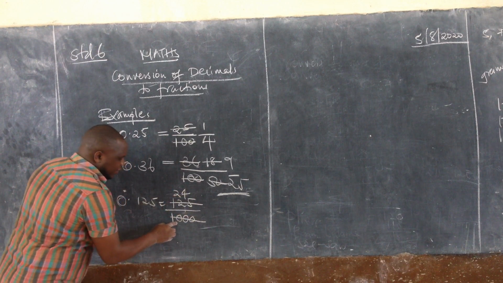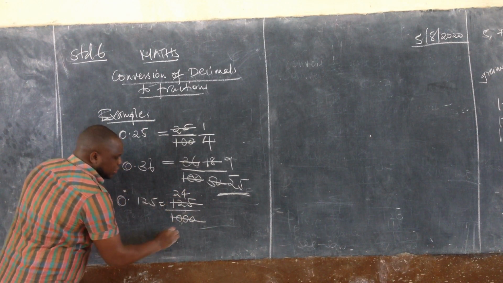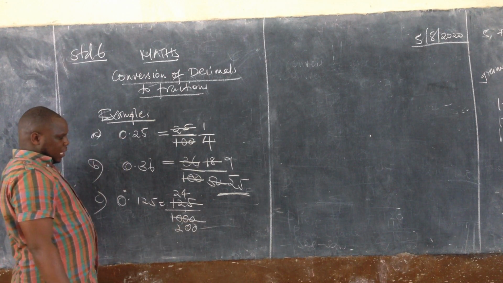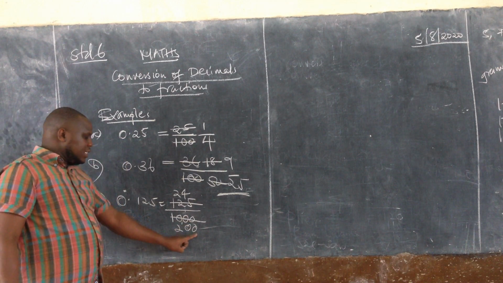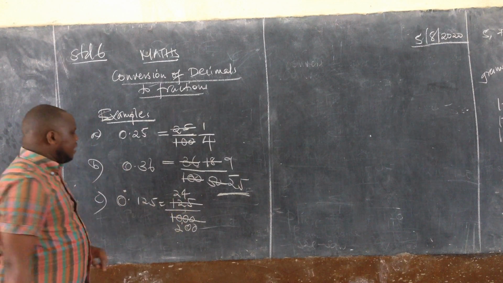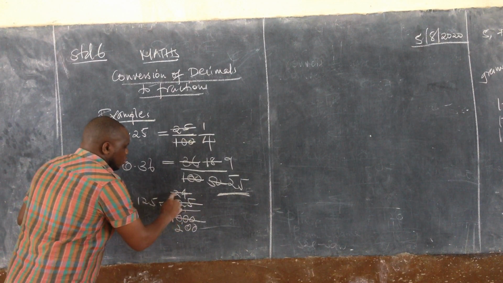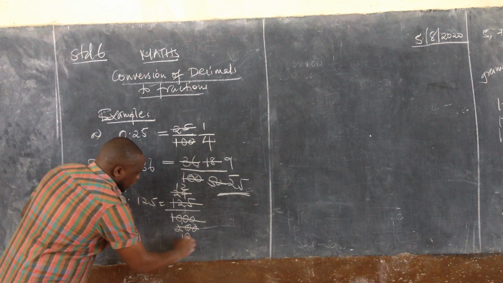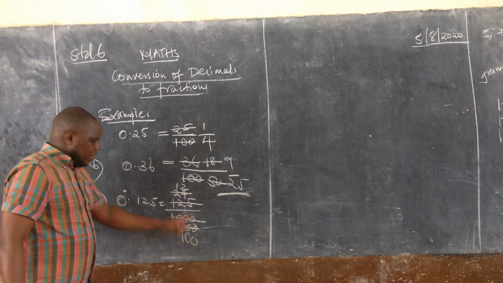Divide by 5. 5 goes into 10 two times, then you add these 2 zeros. You go ahead, because this is a 0, this is a different number, they can be divided by 2. So by 2, you get 1, you get 2. By 2, you get 100.